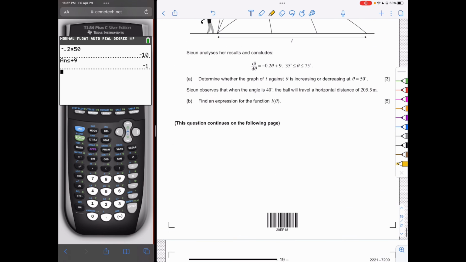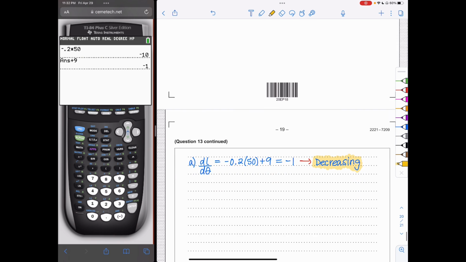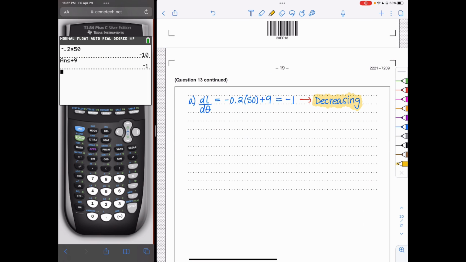So then it says Sion observes that when the angle is 40 degrees, the ball will travel a horizontal distance of 205.5 meters. It says find an expression for the function L of theta. So we have the derivative, and if we want to find L of theta, all you have to understand is that they want you to find the integral. So L of theta is going to be equal to the integral, or the antiderivative.